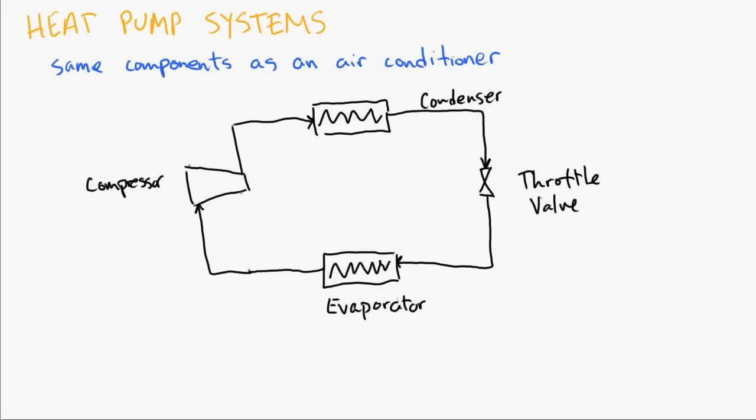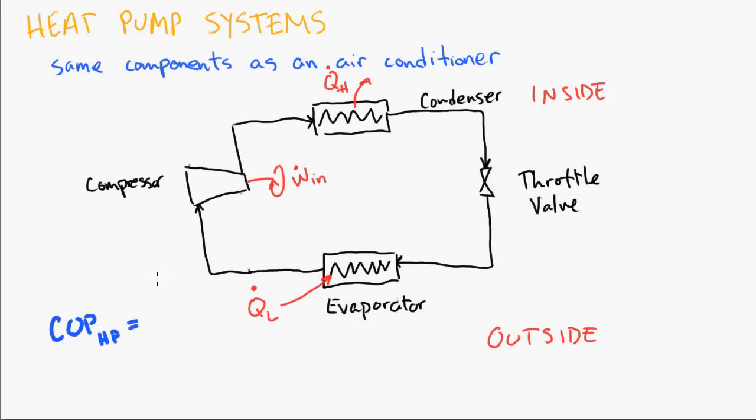So in this case, the flow is going in the opposite direction of a refrigeration system. The evaporator is on the outside of the building and the condenser is on the inside of the building. So heat goes into the system at the evaporator, comes out of the system at the condenser to provide heating to the building. Work is input at the compressor.